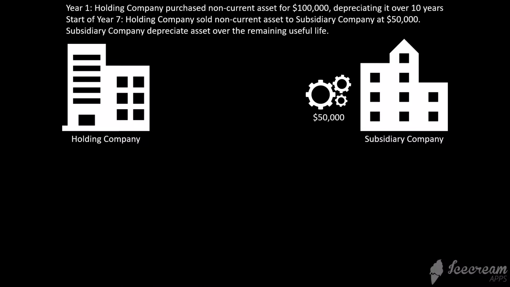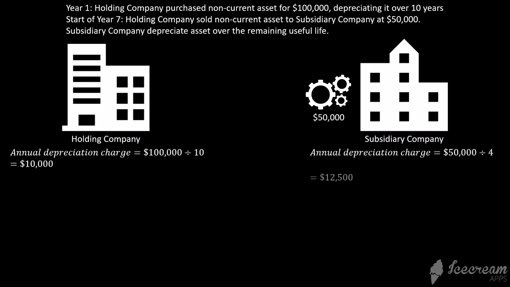Next, we need to adjust for depreciation expense and accumulated depreciation. The holding company purchased the asset at $100,000 and depreciated it over 10 years. That's $10,000 depreciation expense annually. The subsidiary company purchased it at $50,000 and the remaining useful life is 4 years, since the holding company has used it for 6 years. The subsidiary company would charge $12,500 depreciation expense each year.